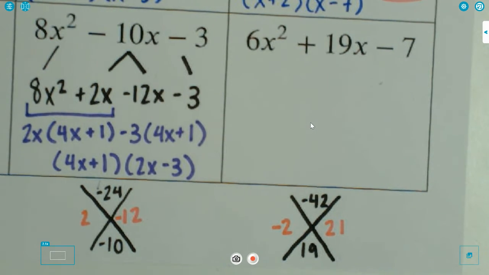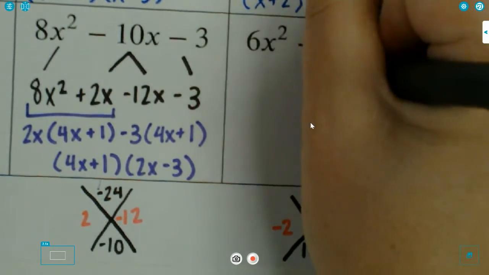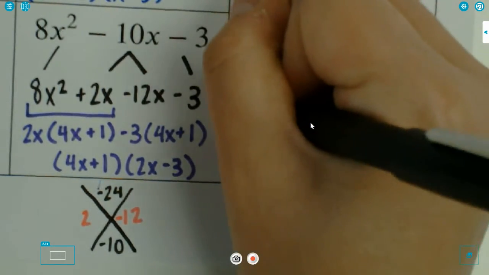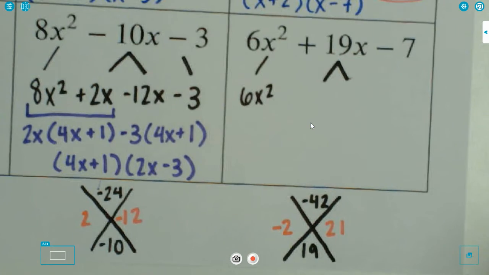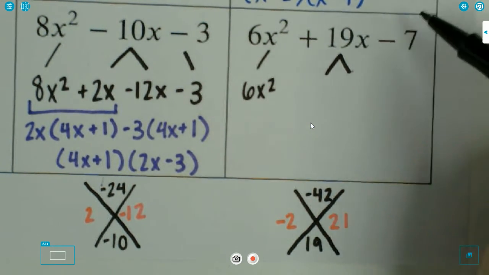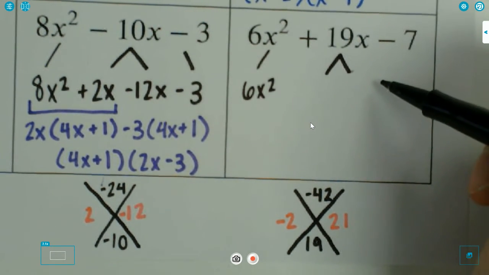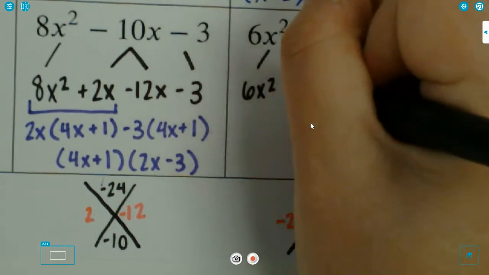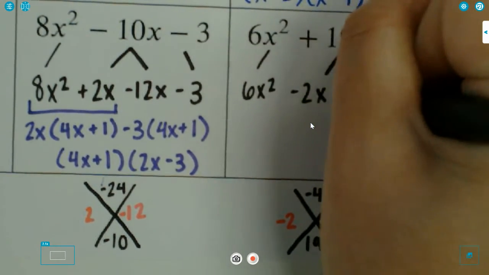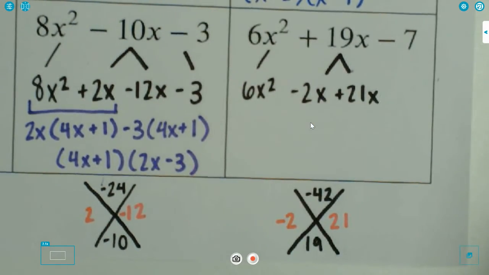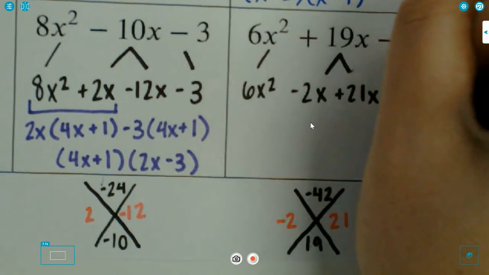Cool. So from there, we'll split up our middle term. 6x squared stays the same. And then all we're doing is uncombining like terms. We're doing it on purpose. So it's going to be minus 2x plus 21x from our magic x down below. And we've got our minus 7.